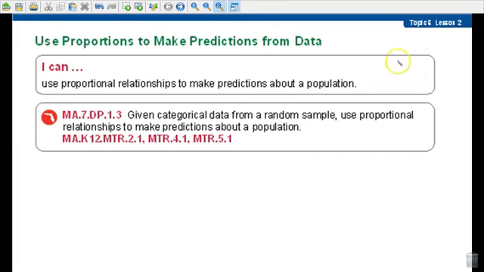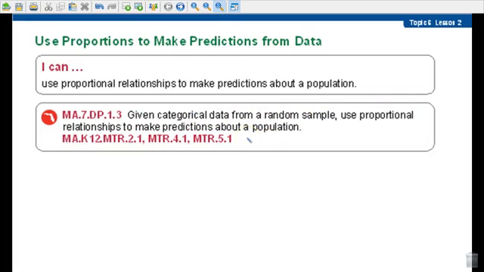Today, we're rocking with topic 6, lesson 2. Use proportions to make predictions from data. All right? The standard: I can use proportional relationships to make predictions about a population. Standard is MA.7.DP.1.3. Given categorical data from a random sample, use proportional relationships to make predictions about a population.